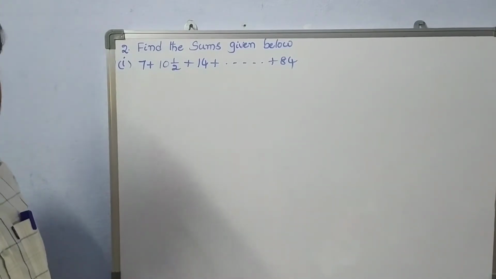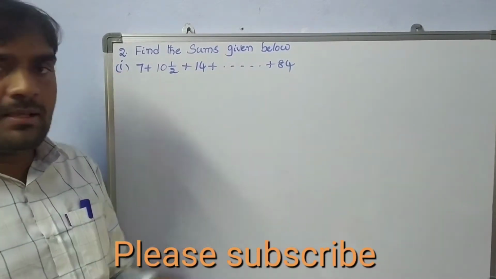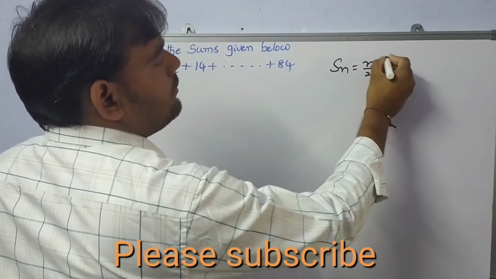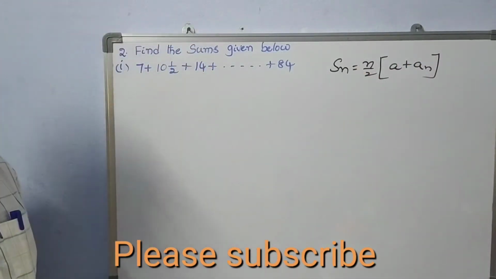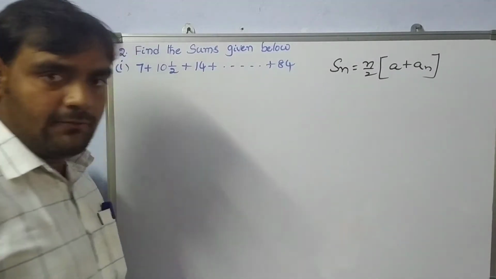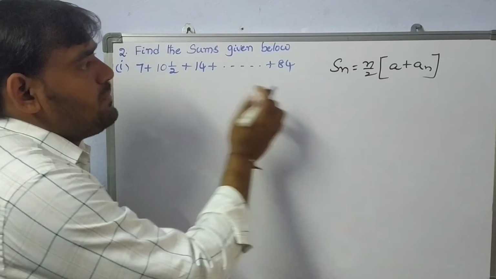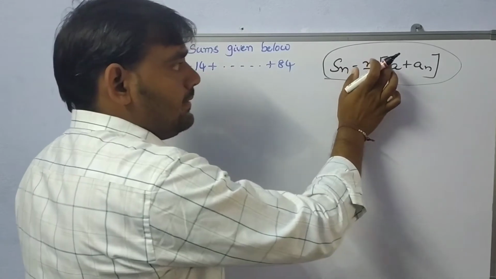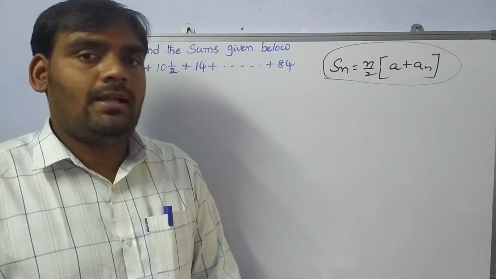See, first term is there, last term is there. We can find the sum of all these terms by using the formula Sn is equal to n by 2 into (a plus an), where a is the first term, an is the last term. See here, a is nothing but 7, an is nothing but 84. But if you are going to find the sum of all these terms by using this formula, we need one more quantity. What is that? That is n, the number of terms in this arithmetic progression. How do we find n?